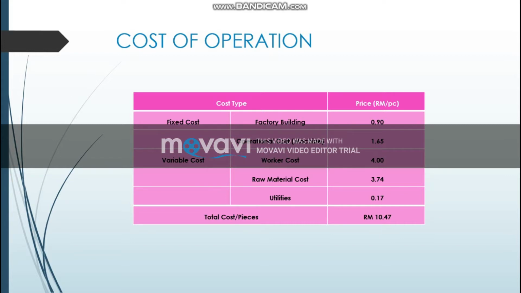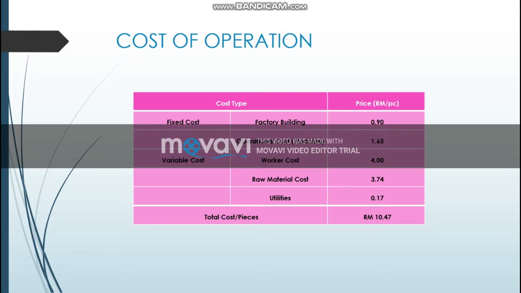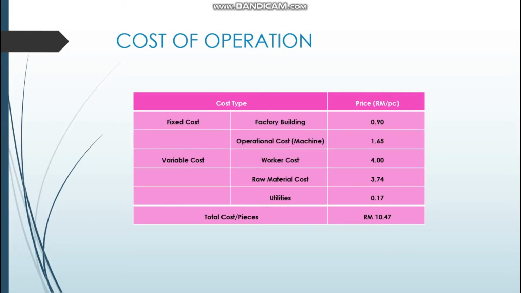Cost of operation consists of 2 parts: fixed cost and variable cost. The fixed cost consists of factory, building and operational costs. The variable costs include worker cost, raw material cost, and utilities. The total cost per piece is RM10.47.